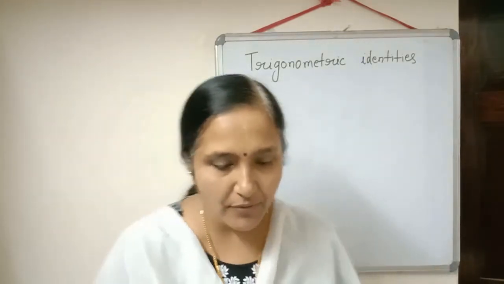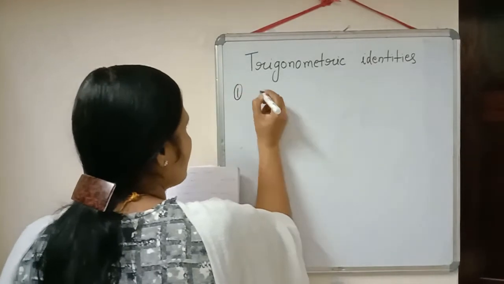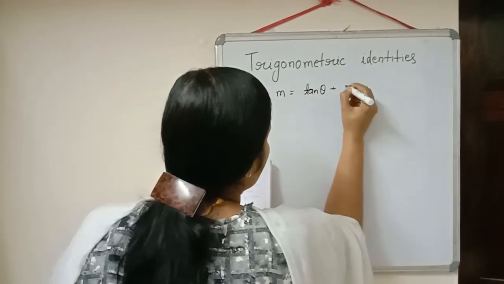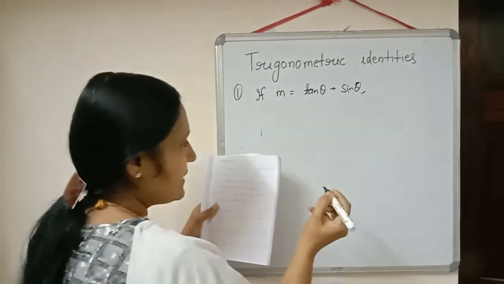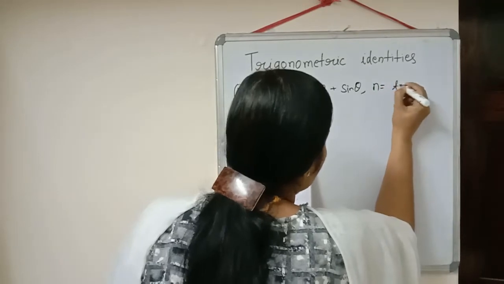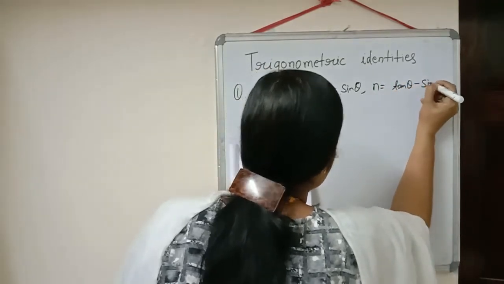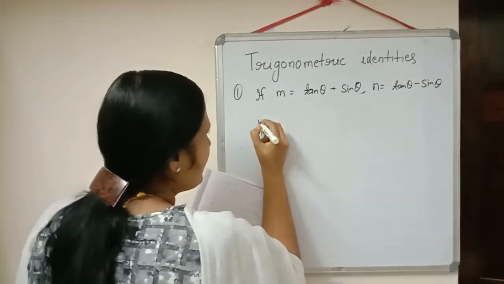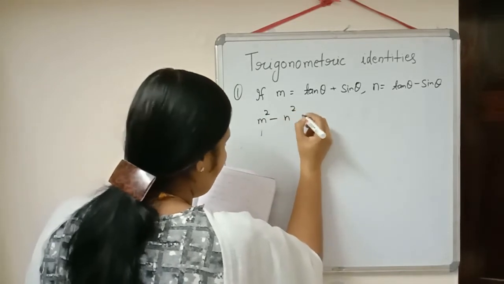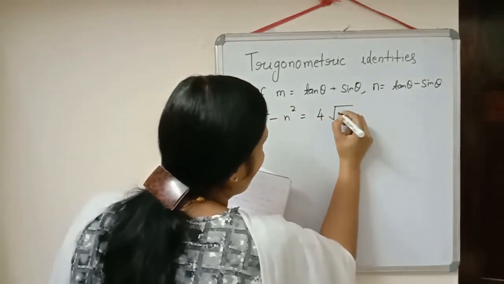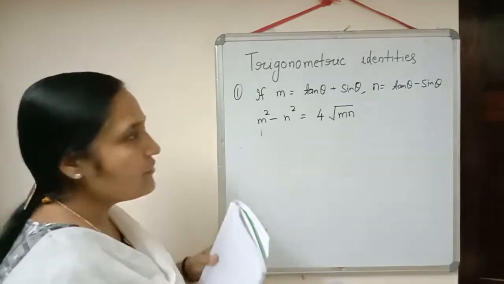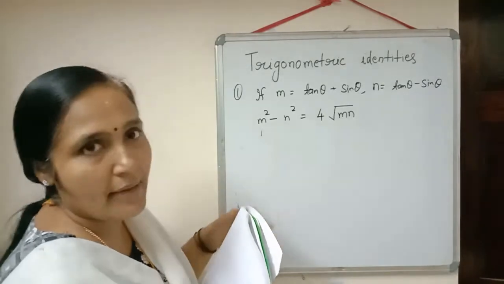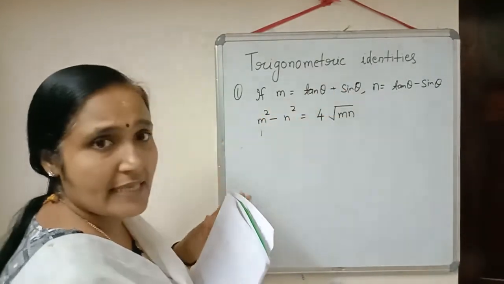If m is equal to tan theta plus sin theta, and n is equal to tan theta minus sin theta, then prove that m square minus n square is equal to 4 into root mn. We have to prove m square minus n square is equal to 4 into root mn. Value of m and n is given there.